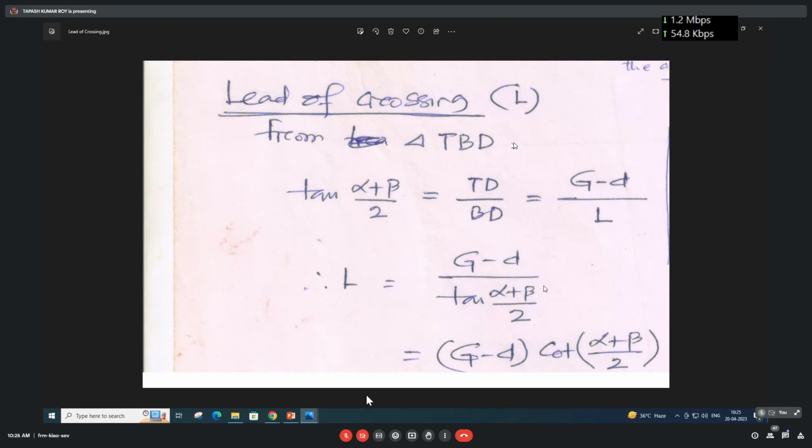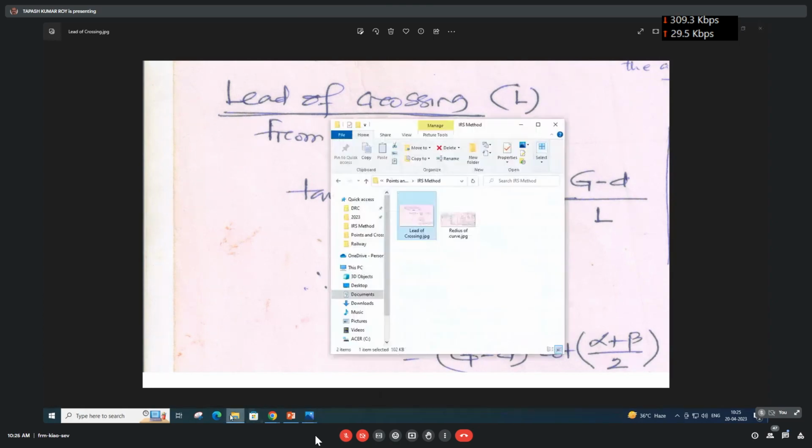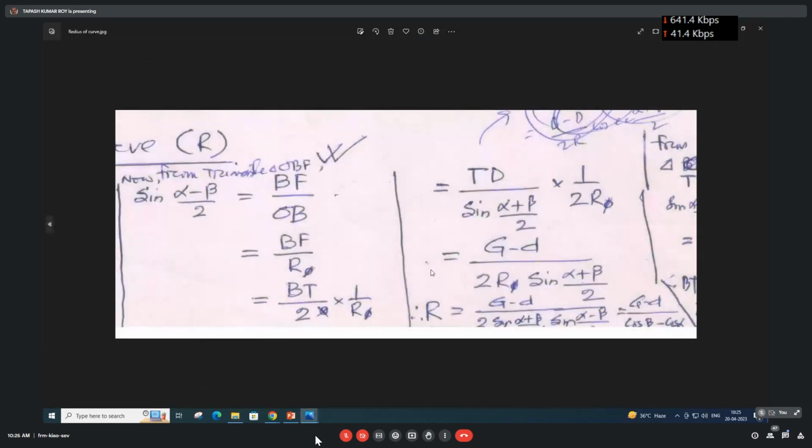Have you written? Yes. Fine. Next one is the radius of curvature. To find out, the next one is the radius of curvature. It is very simple.